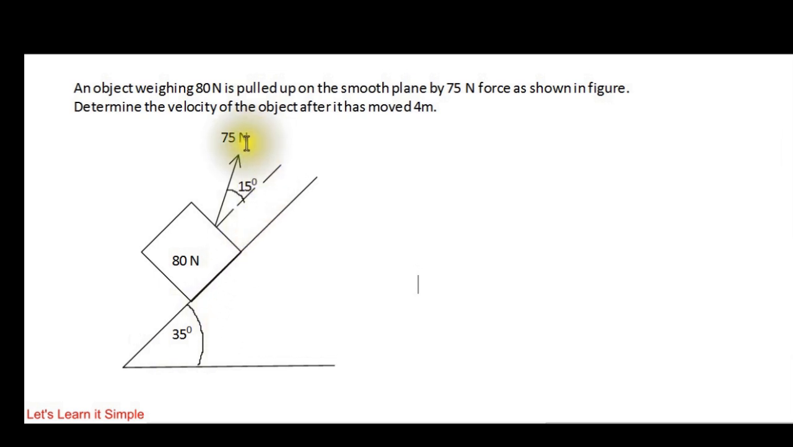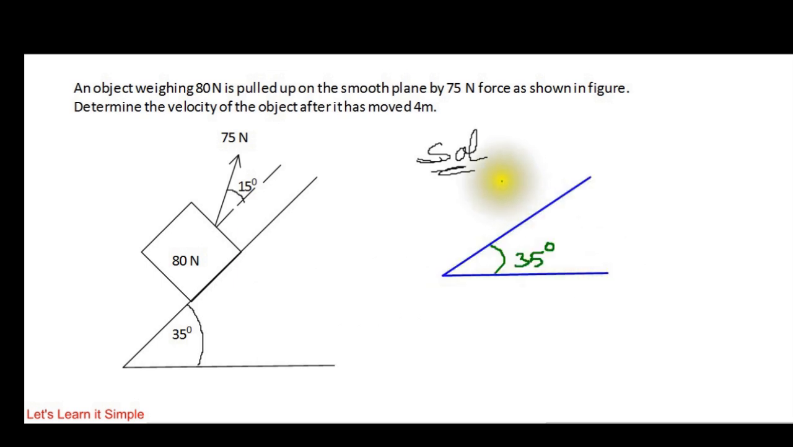A force of 75 Newton is applied, and this force is at an angle of 15 degrees to the inclined plane. Now let us try how to solve this problem. To solve this problem, let us draw the free body diagram. Now this is the block. Now we have the normal reaction, which acts perpendicular to the rough inclined plane. Let me call it N here.